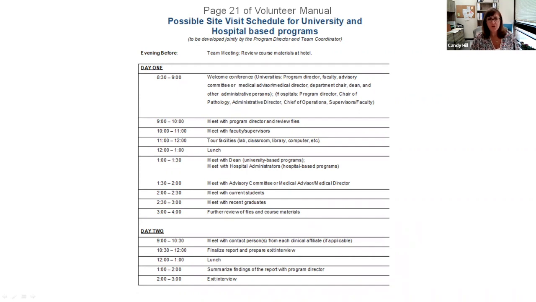We do like to make sure that we schedule some time with your faculty, your part-time faculty if they're able to come, and especially your full-time faculty, because there are questions you will see in this volunteer manual, the questions that follow this page 21 sample. There are some questions that the site visitors will ask the program faculty without the program director being present so that we can get honest feedback. So that's something you want to make sure that you schedule.